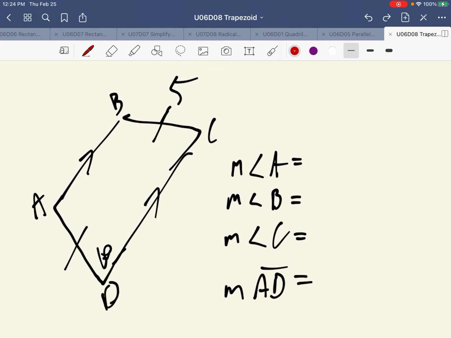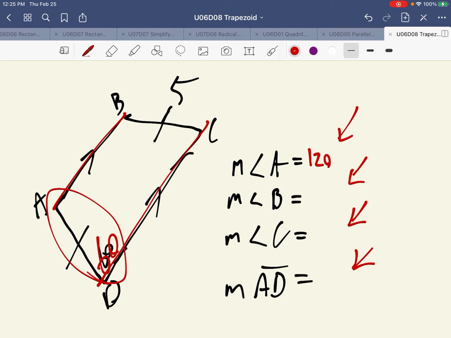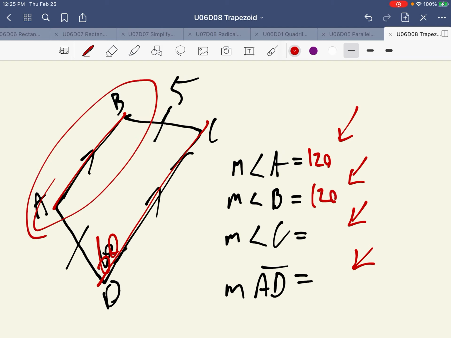So here's another example. We have an isosceles trapezoid with its bases at AB and DC, and we are told that the measure of angle D is 60 degrees. What is the measure of angle A, B, C, and the measurement of side AD? Well, the measurement of angle A has to be 120 because these are leg angles, and they have to be supplementary. The measure of angle B will also be 120 because this is an isosceles trapezoid, and the base angles on this base will be congruent.